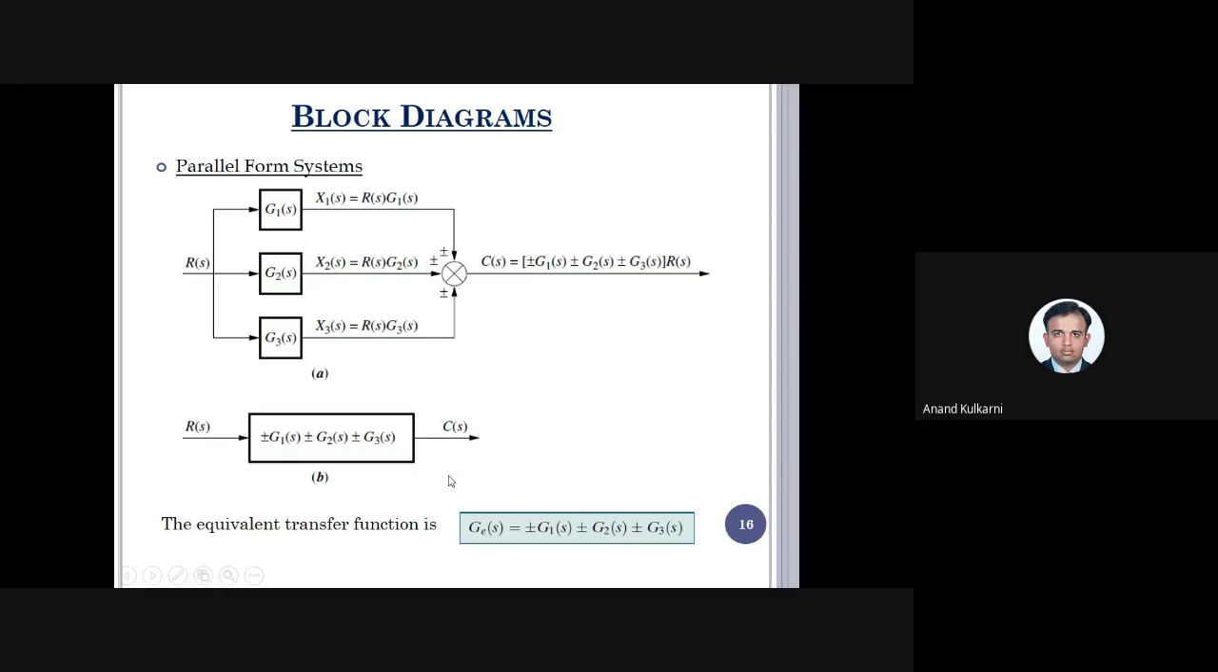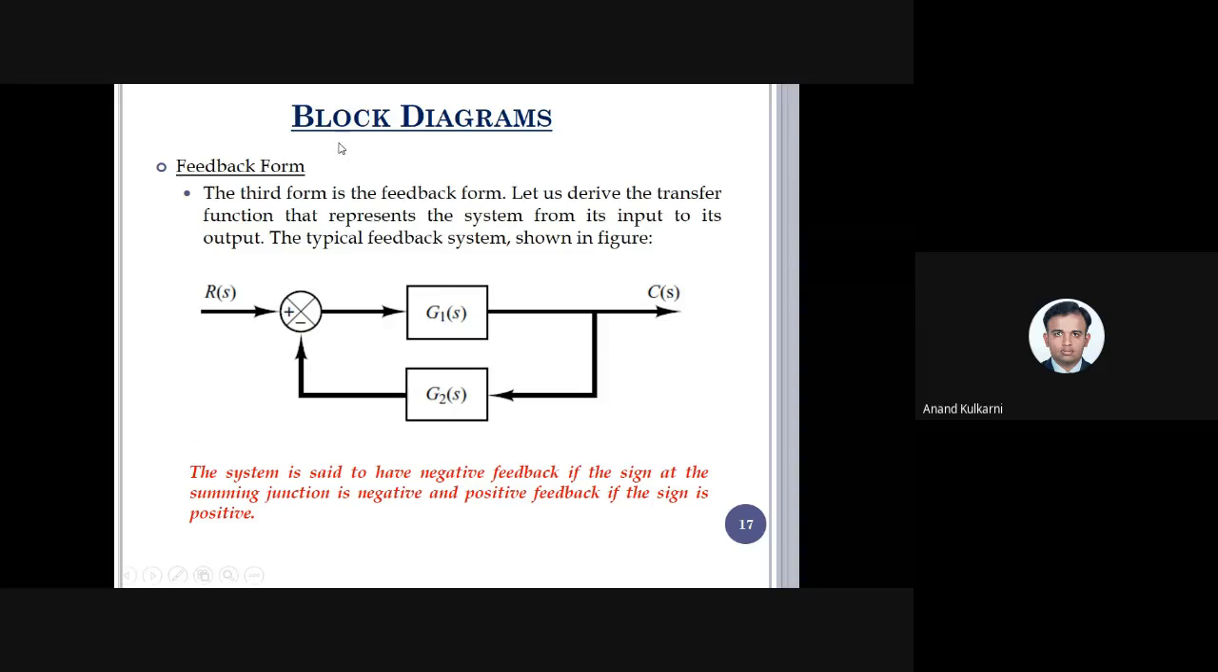So this is the second form. First was the cascaded effect, second was the parallel form. In a cascading form, if there are two blocks in series, the transfer function gets multiplied. In case of parallel form, the transfer functions get arithmetically added. Now we have the third, which is called feedback.